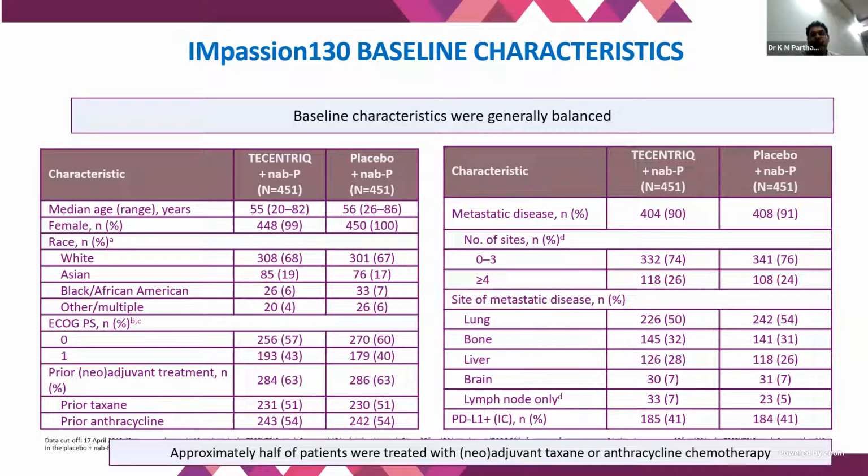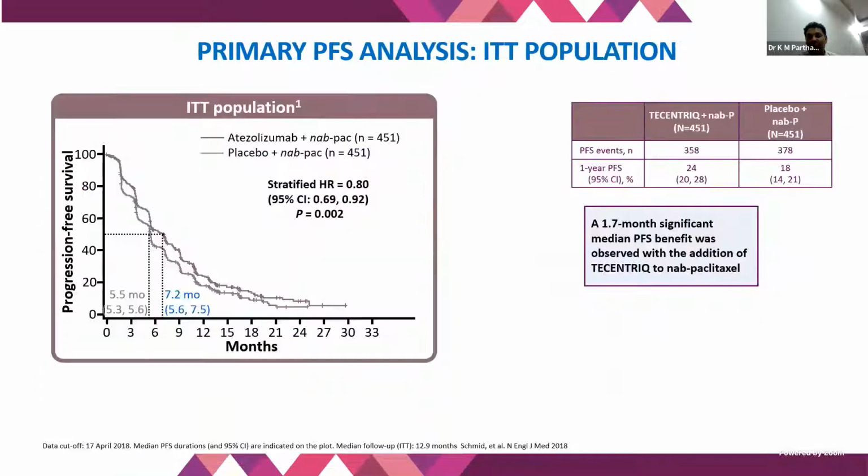So here, Impassion 130, 0 to 3 metastatic sites were Tecentriq plus nab-paclitaxel around 74%, and more than 4 was around 26%. And the last block, that is PD-L1 positive patients, around 41% in the Tecentriq arm and 41% in the placebo arm.